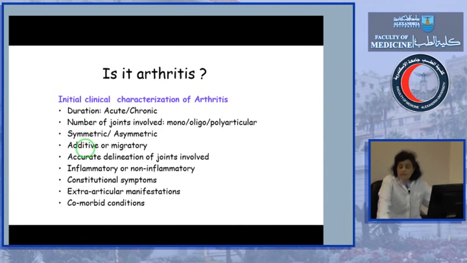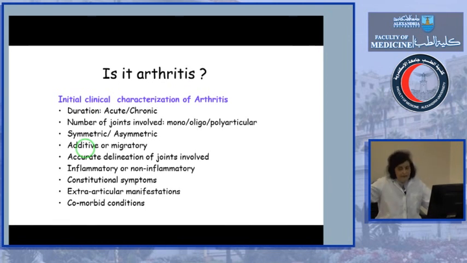Of course, in rheumatology, we have this classical approach. All of our approaches start with a couple of questions. We should always ask about the duration. Is it acute in onset or chronic in onset? What is the number of joints involved? Is it monoarthritis, a single joint, oligoarthritis, 2 to 4, or more than 4, polyarthritis? We should always ask, is it symmetrical or asymmetrical? Is the pattern of joint involvement additive or migratory?